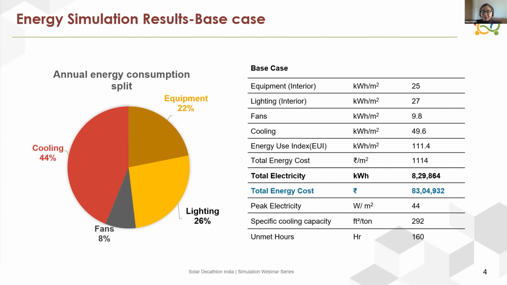Apart from that, we can also get peak cooling load. For this particular building, it was roughly around 200 TR. When we look into square feet per tonnage number, it was coming around 292. And we can also get information like unmet hours. Unmet hours here was 160, and these are the hours where, even after providing HVAC systems, the space is not able to meet those set point temperatures which we assign to it.